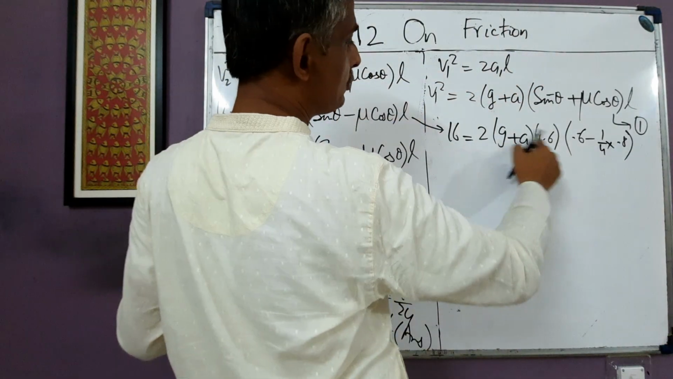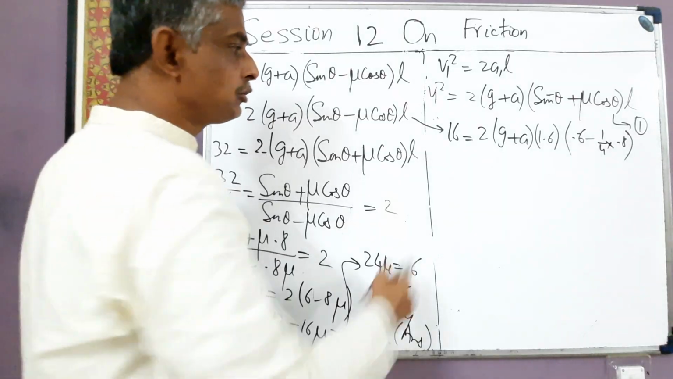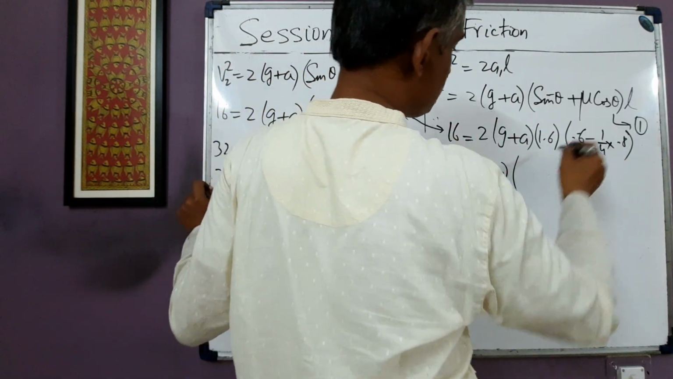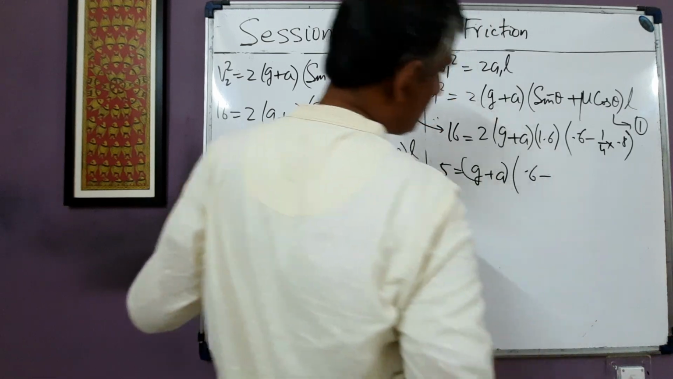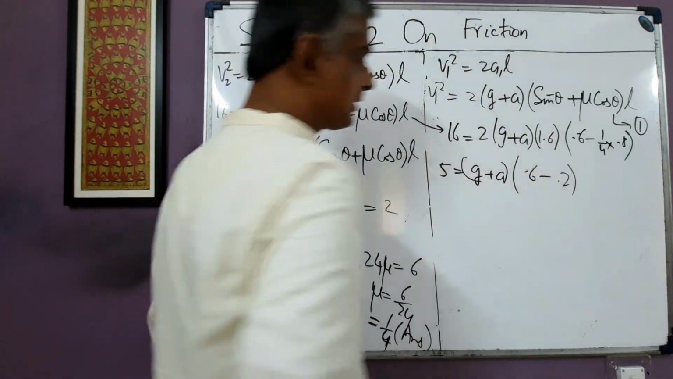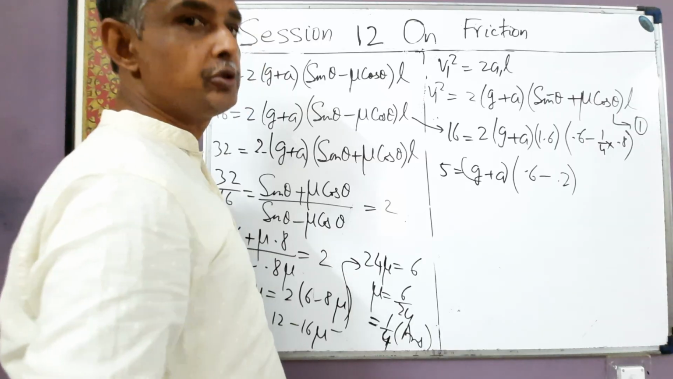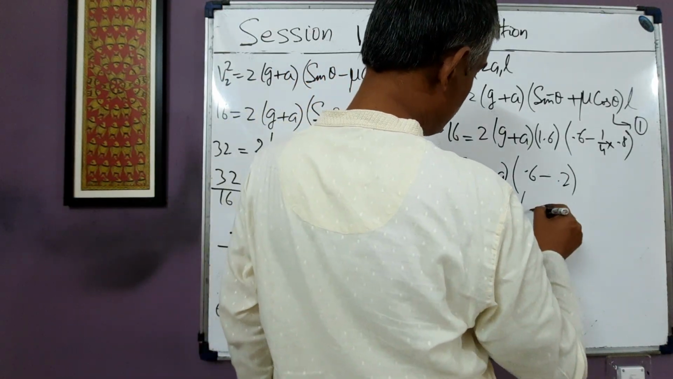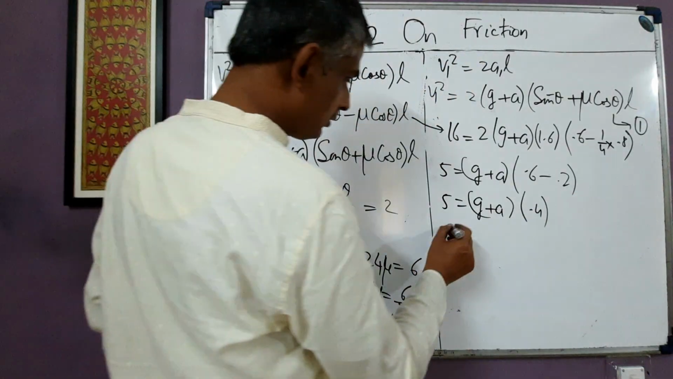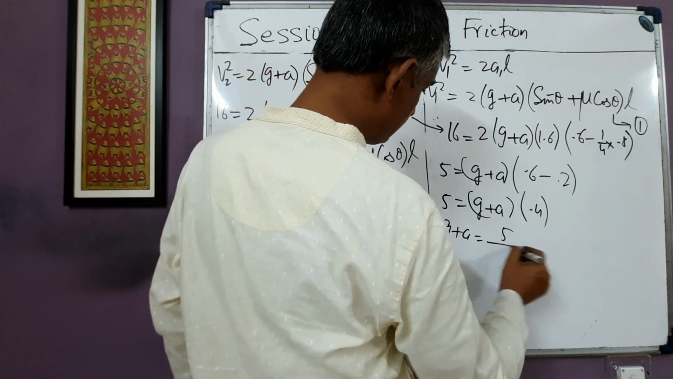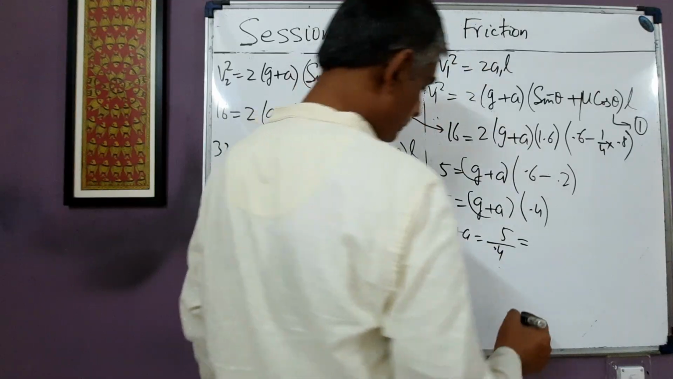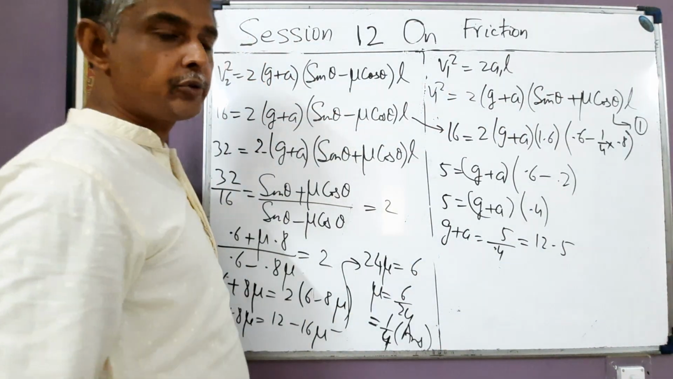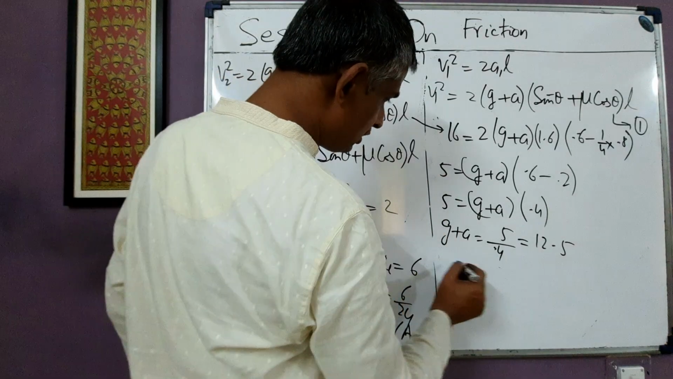So this becomes 2 into 1.6, that becomes 3.2. 16 by 3.2 becomes 5. So 5 equals g plus a into 0.6 minus 0.8 by 4, and 0.8 by 4 is simply 0.2. So 5 is equal to g plus a into 0.6 minus 0.2, which is 0.4. So g plus a becomes 5 by 0.4, which becomes 12.5. I suppose it is clear. 0.4 is 2 by 5, 5 goes up. So g plus a is 12.5.